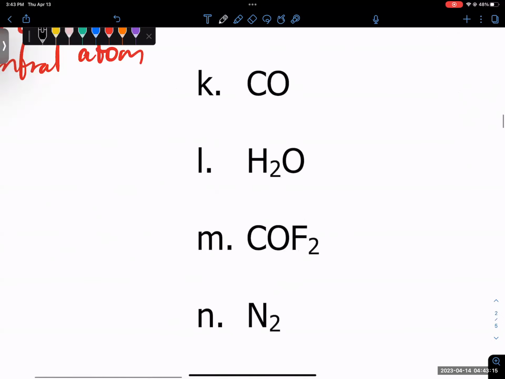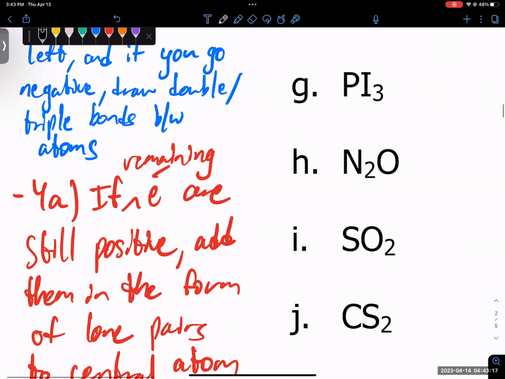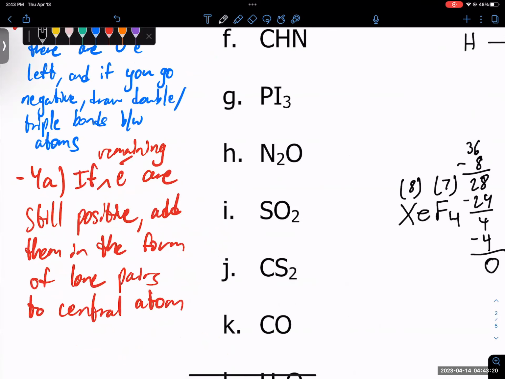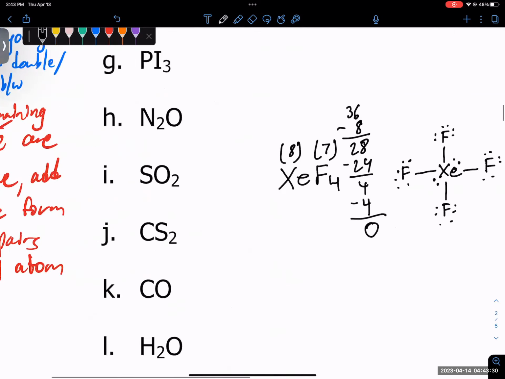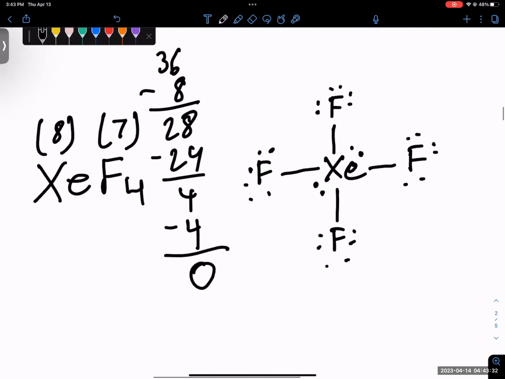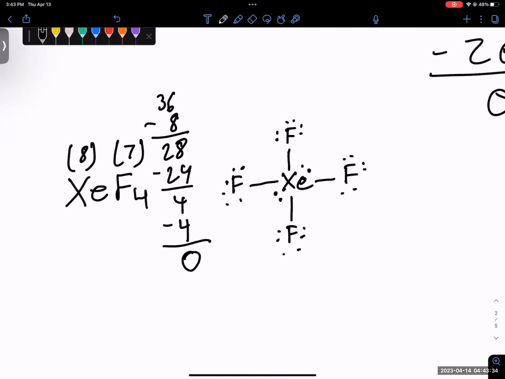Would it have been okay if you put a double bond between the xenon and fluorine? Daniel quickly wants to see rule 4A again. Rule 4A says if the remaining electrons are still positive, so if they're greater than 0, add them in the form of lone pairs to your central atom. That's what we did right here. 4 electrons were remaining when we added all of our lone pairs to surrounding atoms, so I just slapped them in the form of lone pairs on our xenon.